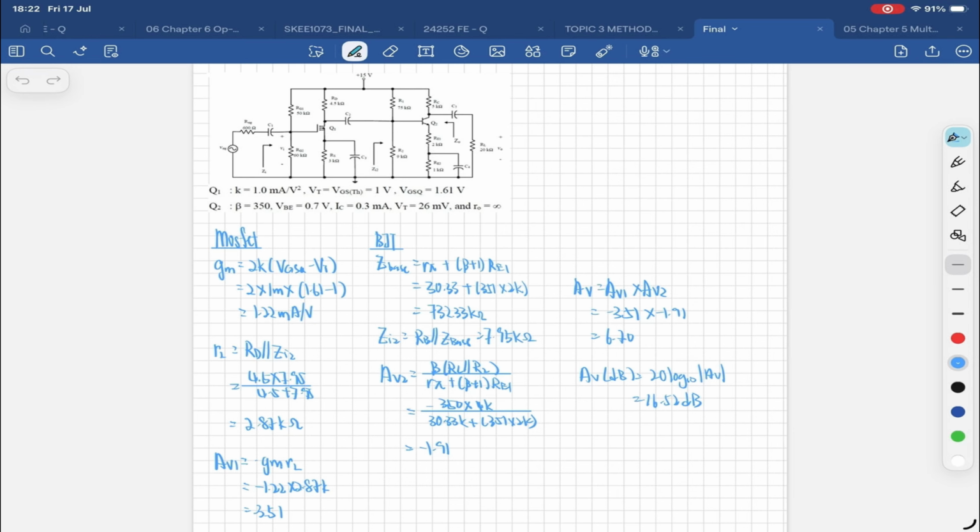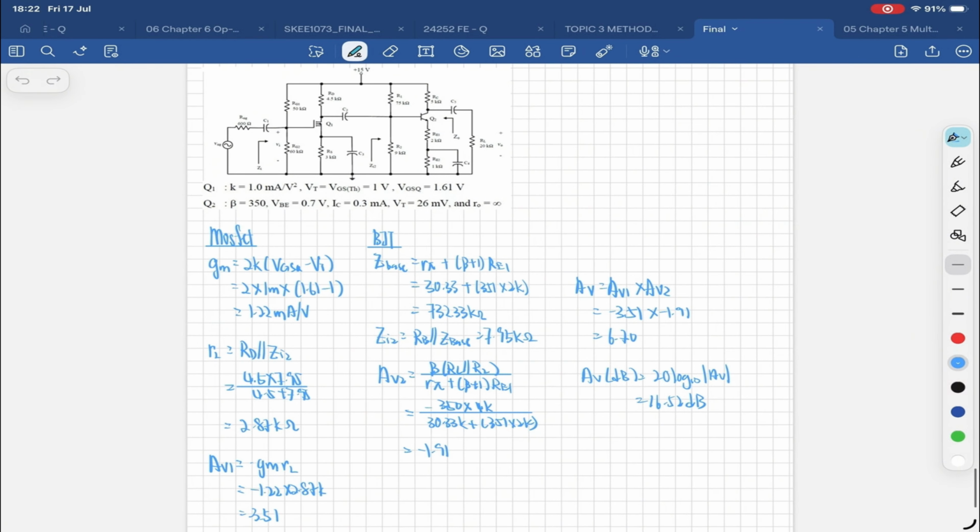For the first stage, our common source MOSFET, the voltage gain depends on its transconductance and its total AC load. The load is the drain resistor in parallel with the input impedance of the second stage. Using our calculated DC operating point, we found gm1 to be 1.22 mA per V, giving us a stage 1 gain of negative 3.51.